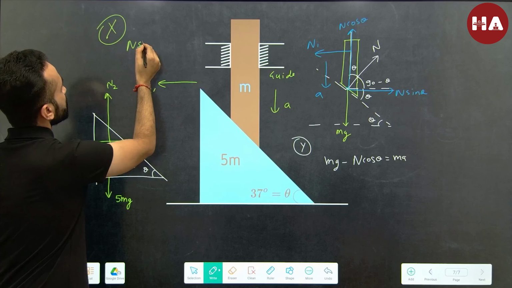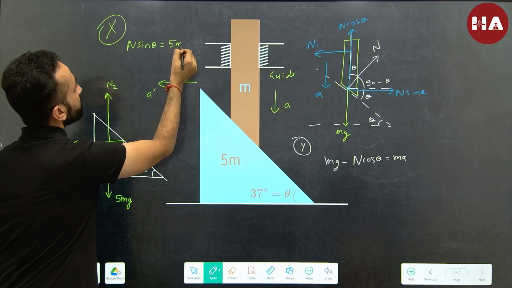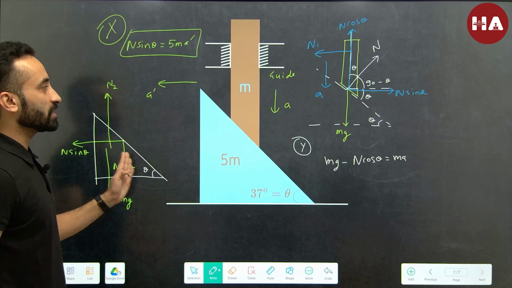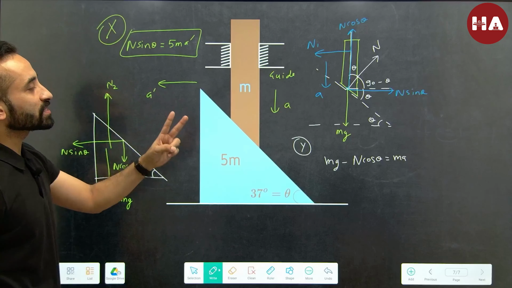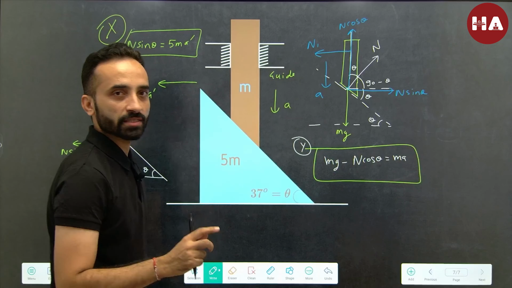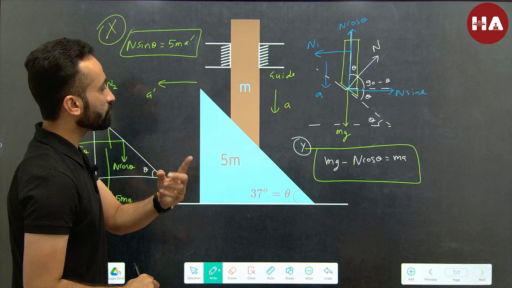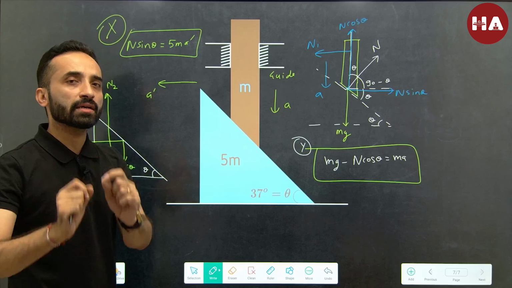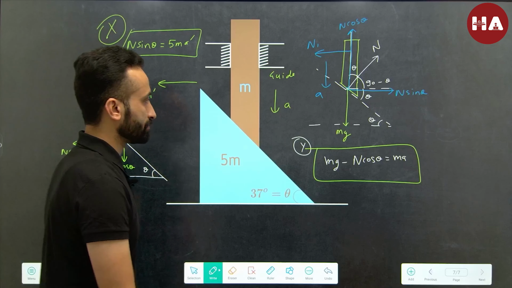N sin theta is equal to 5m into a dash. So I have written the equation in x direction for this and y direction for this, for obvious reasons. But how many equations do I have? I have two equations. But how many variables do I have? I have three variables, I believe: a, a dash and N. So we need another equation. That is where the wedge constraint will come into play.